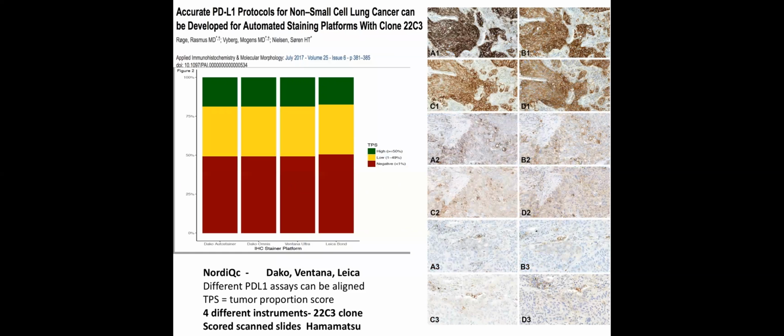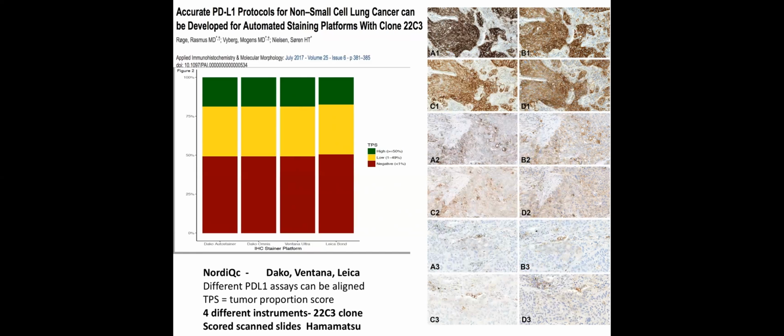However, Nordic QC in a separate study showed that with the 22C3 antibody run now on 4 different platforms from 3 different vendors, you can in fact achieve reproducibility of tests in a lab-developed test modality. Green shows high positivity, yellow shows low positivity, and red is negative. And you can see they can be very similar in spite of the fact that the actual immunohistochemical stain shown in the boxes on the right looks rather different.